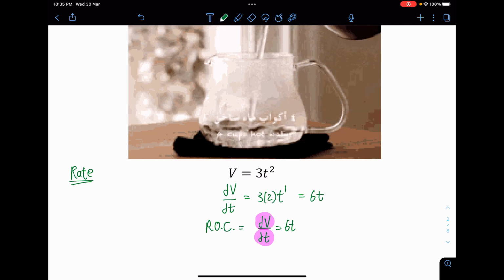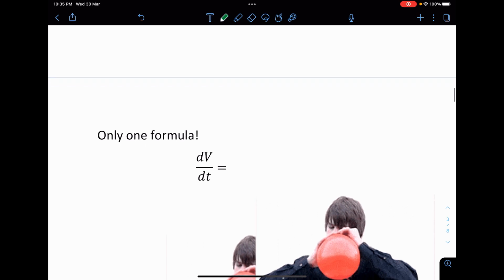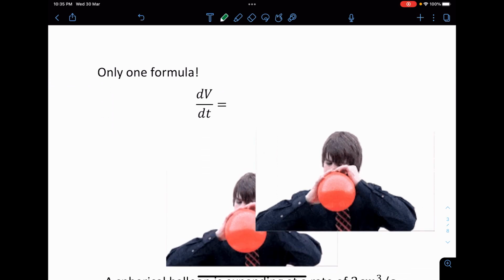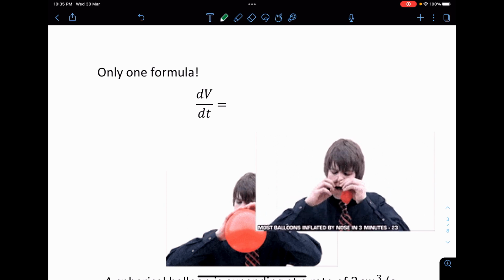Now, what are the formulas over here? Oh, there's some error with the GIF, but let's just ignore it.